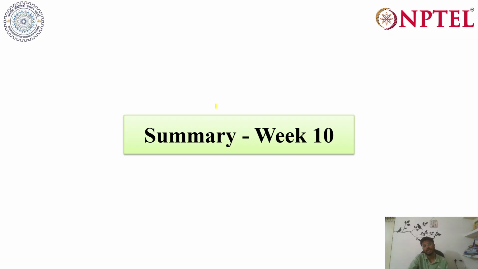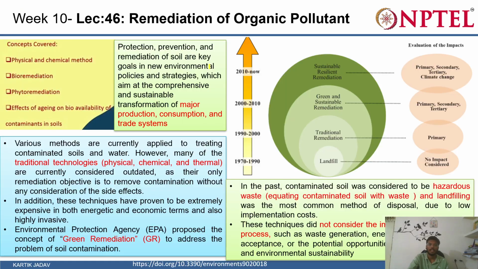Let's also start the summary of week number 10. In week number 10 we started our lecture with the remediation of organic pollutants. Once we have identified the source, either from industries, agricultural runoff, mining activities, or certain waste processing activities, once the soil pollution happens, what do we need to do, right? Once it has happened, we need to protect it, prevent it, and remediate it after its pollution. There are certain techniques involved in it.